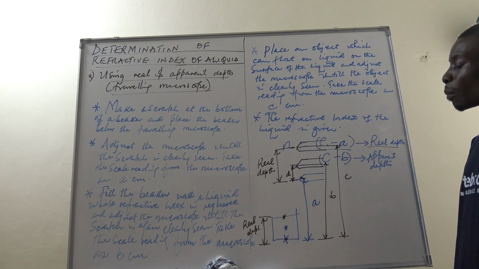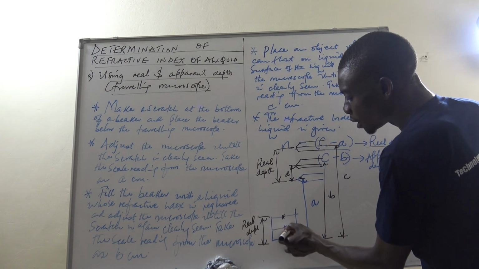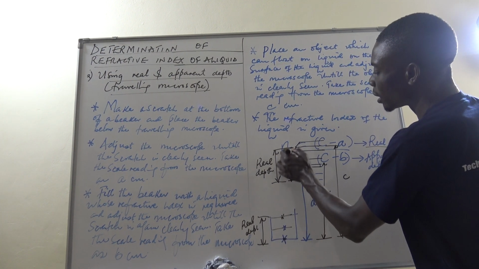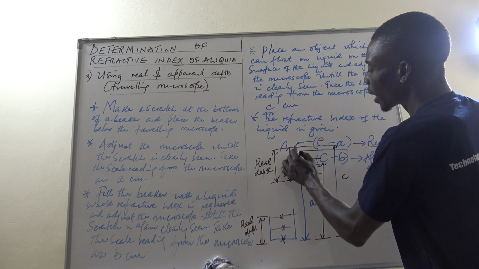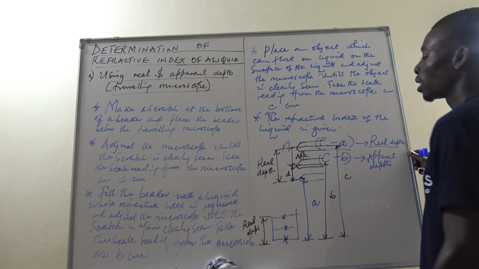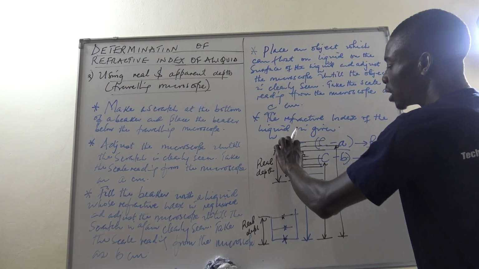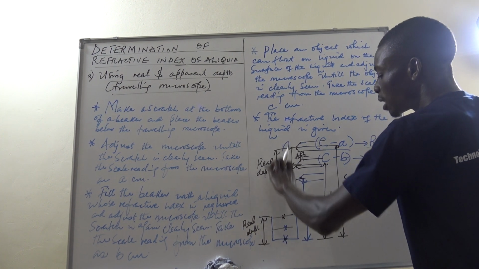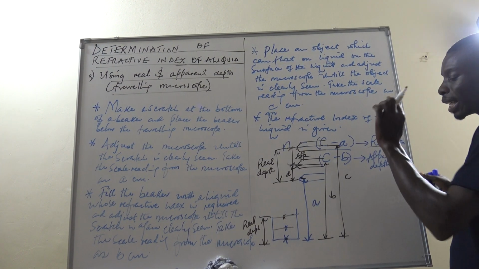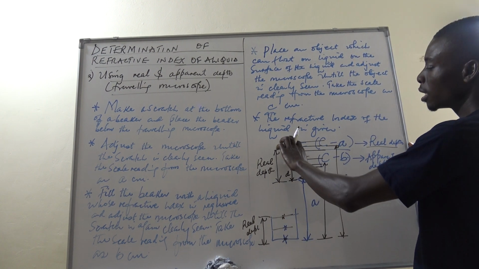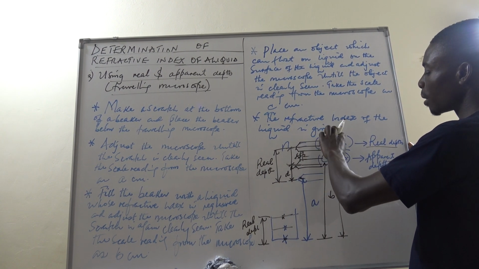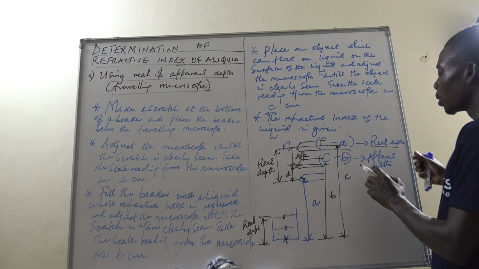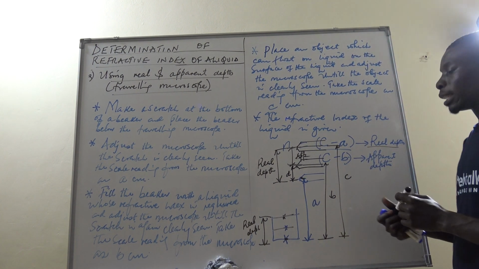Now what about apparent depth? Apparent depth is now this, which is the same as now this. This is apparent depth, isn't it? So if I'm looking at this being this, that means that to get this, it is the same as C minus B will be my apparent depth.